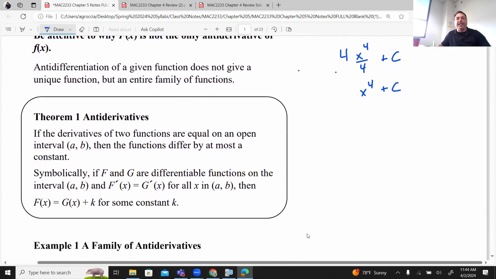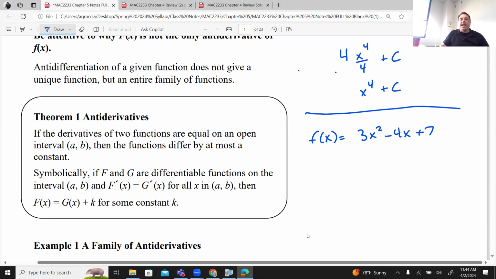So let's do it again. To practice the whole process again, but a little bit longer, let's say the original was 3x squared minus 4x plus 7. I would like you to take the derivative of that. It should only take a minute. Take the derivative.